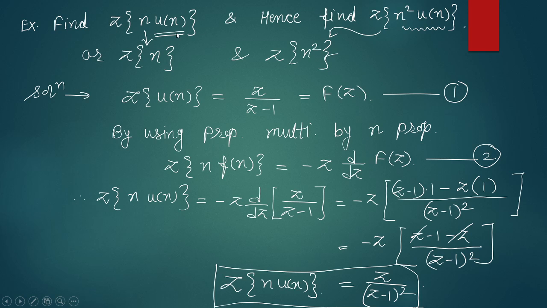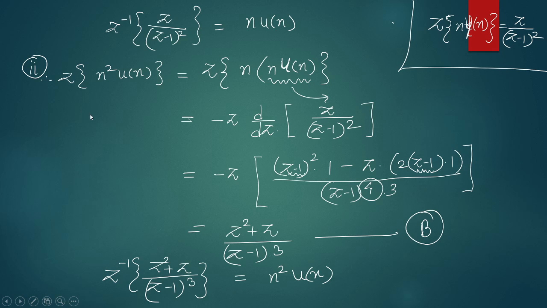Find the Z transform of n u of n, or the Z transform of n only, n into 1, and the Z transform of n square u of n, or the Z transform of n square. Now we know that the Z transform of u of n is equal to z upon z minus 1, its value F of z. By using the multiplication by n property, the Z transform of n f of n equals this value. Now we substitute the values, minus z d by dz of F of z, that means z upon z minus 1. We substitute here, apply the quotient rule, and then we get the required result z upon z minus 1 whole square.